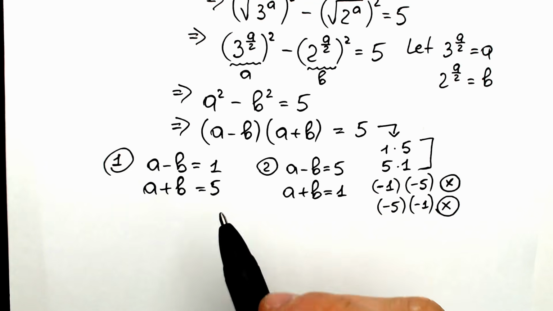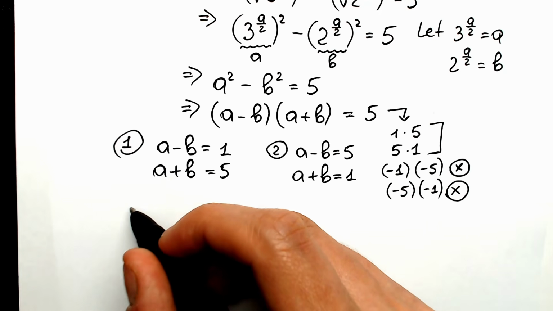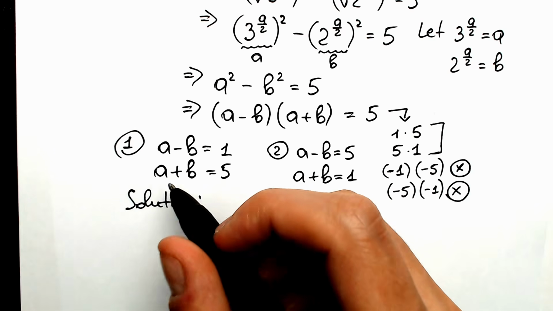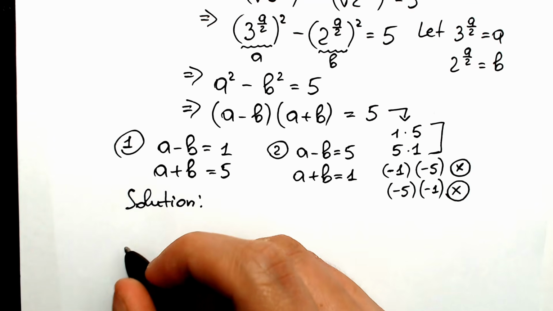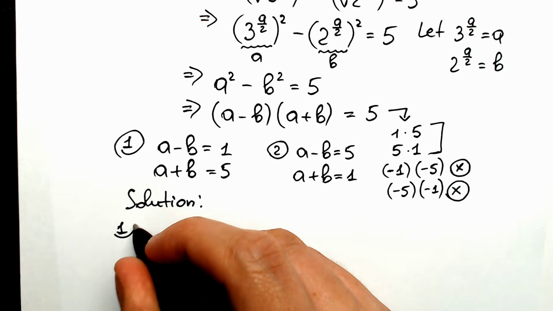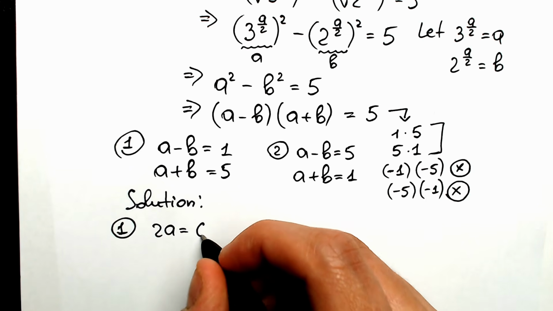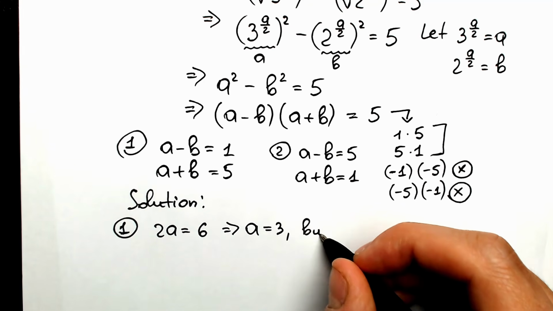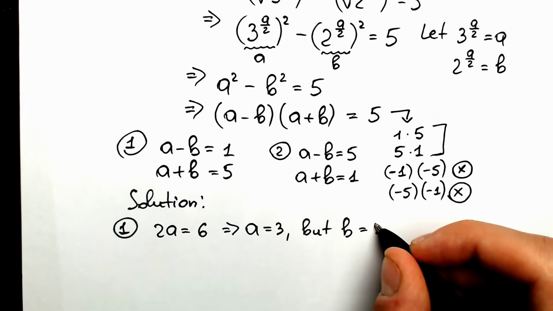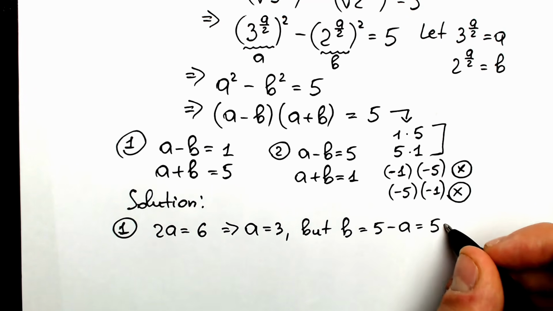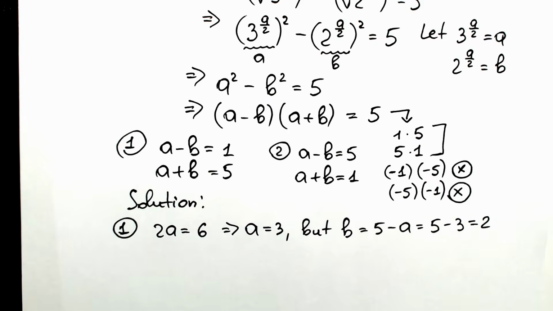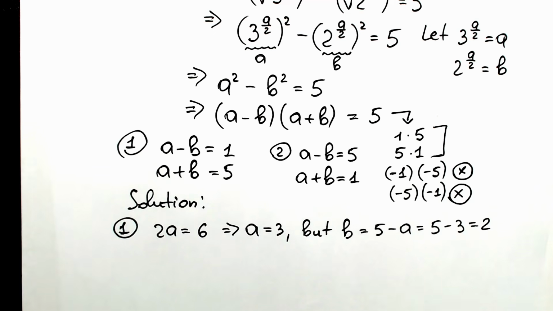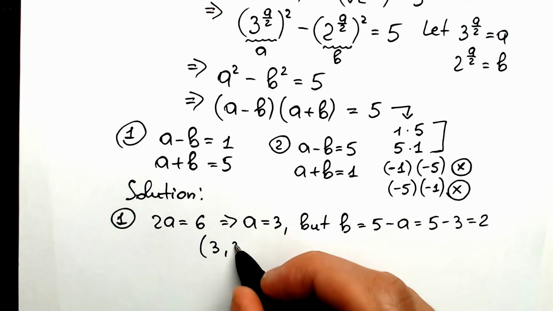Okay, really great. So let's solve both systems of equations. How can we solve it? Very quickly: when we add both equations, we can easily cancel this b, so we have 2a. For the first system, 2a equal to 6, and from here a is equal to 3. But we need to solve it for b as well, so b equal to 5 minus a, so 5 minus 3 equal to 2. So we have the first pair: 3 and 2. Let's write it right here. So 3 and 2, this is our first pair.